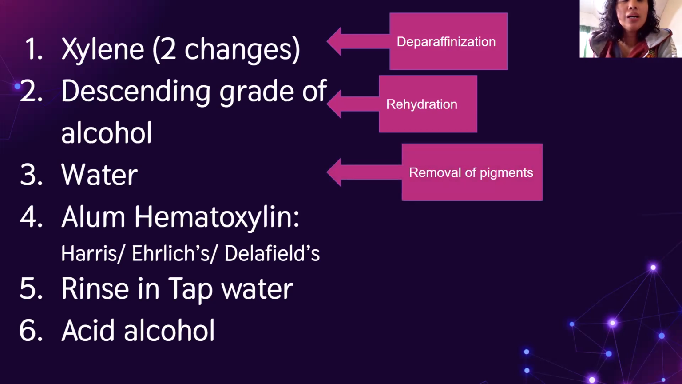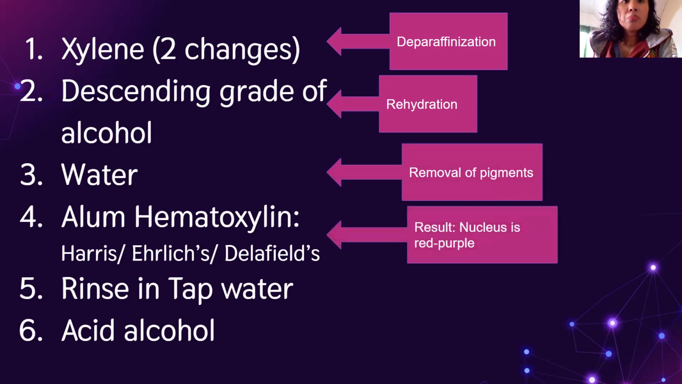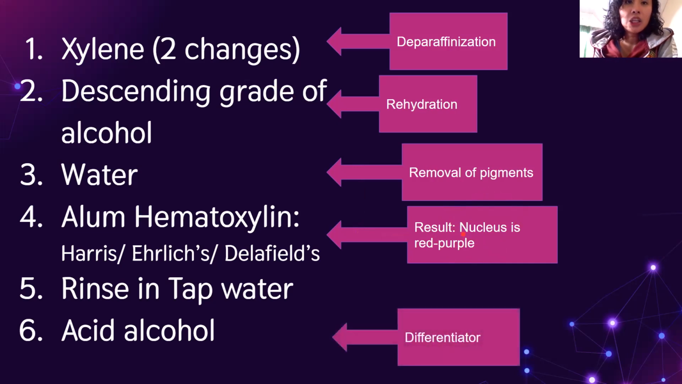Next is your alum hematoxylin. Ito yung mga regressive na stain. So this is your primary stain, di ba? Ang mordant dito, potassium alum. The result, class, is red-purple. Red pa yung nucleus, so kailangan ng bluing step. Mamaya may bluing step. Then rinse in tap water.